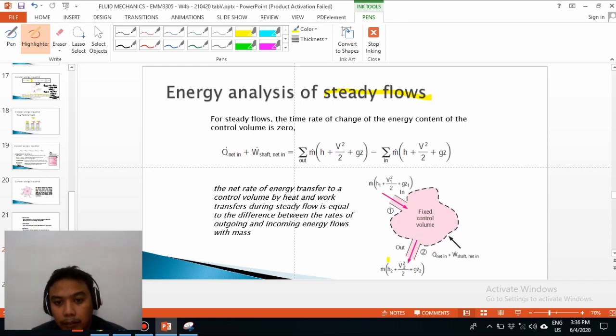Okay, so if the energy flow with mass out is similar to the energy flow of mass in, it means the net is equal to 0, meaning there won't be energy left inside of the control volume. But okay.